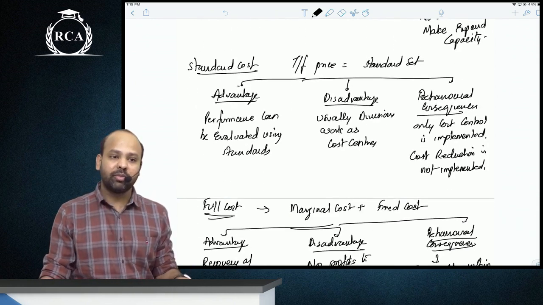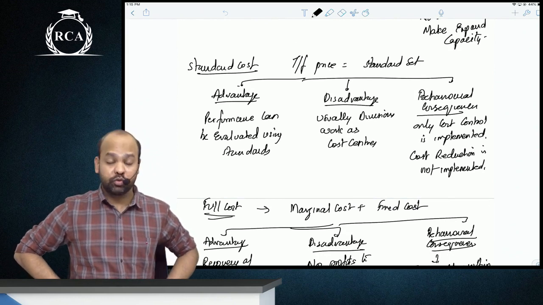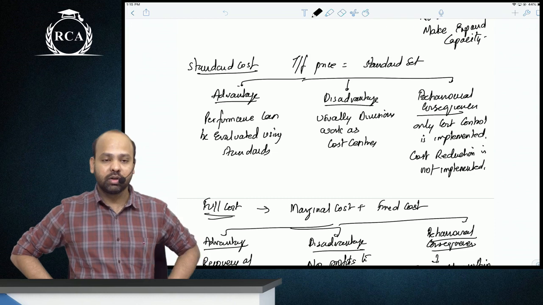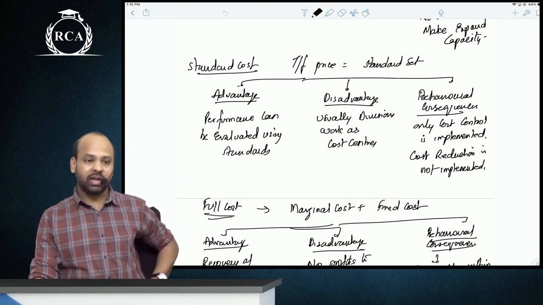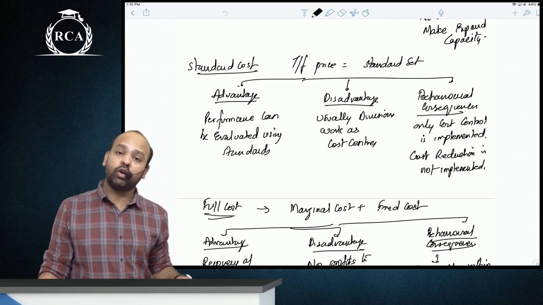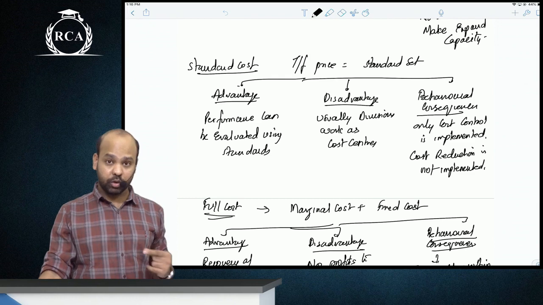Standard cost: transfer price is equal to standard cost. The advantage is that they will be working on cost variances. They will not want to have adverse variances, so they will in turn work on it. And performance can be evaluated by comparing with standards. The disadvantage is that there's only cost control. We are not questioning the standards. We are only controlling cost, and that can lead to cheaper quality of material.